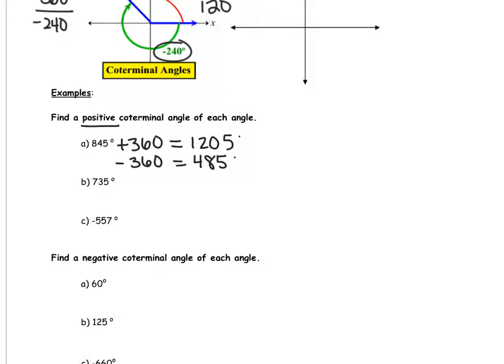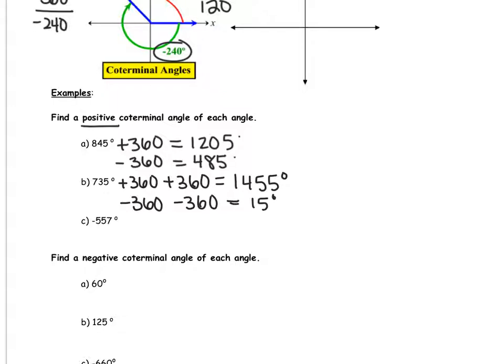How about example number 2? I have 735. What I could do is add 360 if I want to. I could add 360 twice if I wanted to. I could subtract 360 or even subtract 360 twice. Let's see what happens. 735 plus 360 twice is 1,455. And 735 minus 360 and minus 360 again is 15. Okay? These are all possibilities. There's not necessarily one answer.